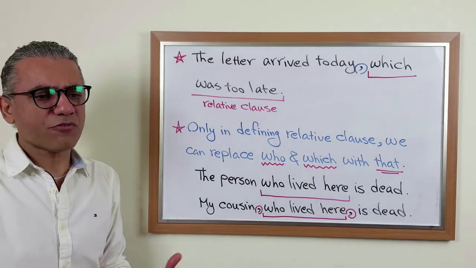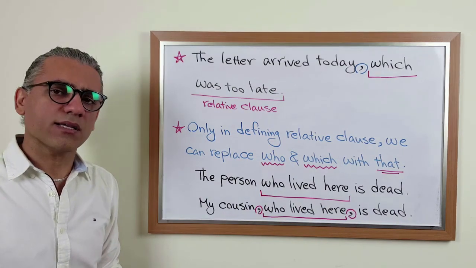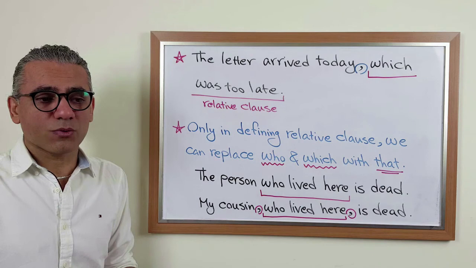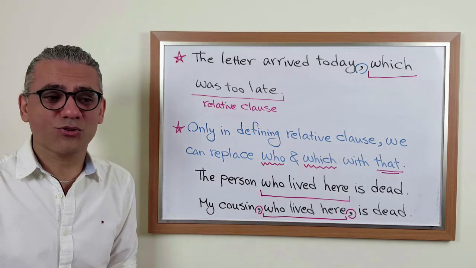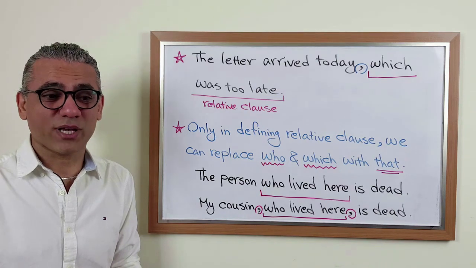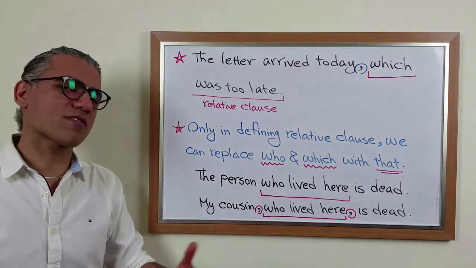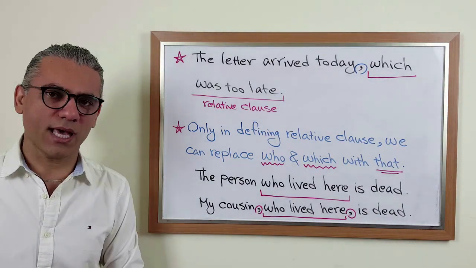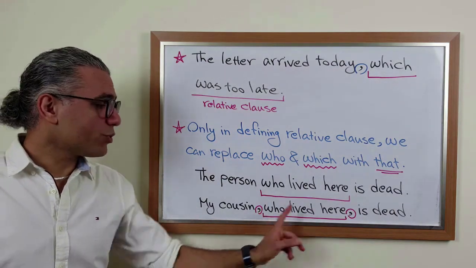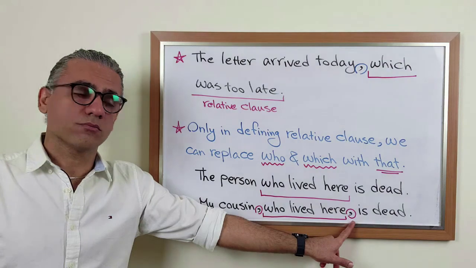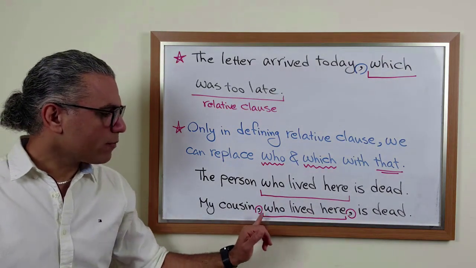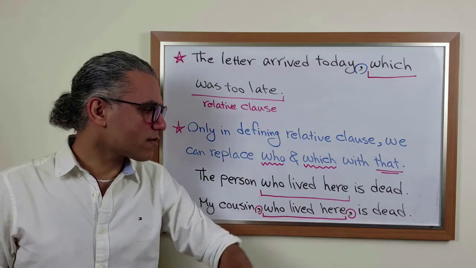Still, if you want to decide if a piece of information is essential or non-essential, you should know the context, you should know the circumstances. It is not that simple. So we cannot always say that this piece of information is essential or extra. But when it is extra, we need to put it between two forms of punctuation. My cousin, comma, who lived here, comma, is dead.